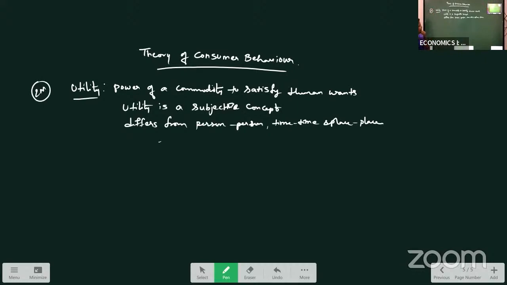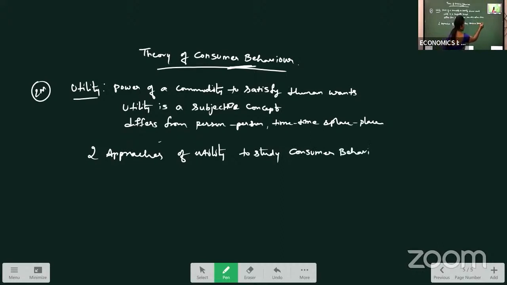Okay. Now, we will see the 2 approaches. Why are we studying utility? Because we want to study consumer behavior. So there are 2 approaches of utility which are used to study consumer behavior. Means how a consumer is getting satisfaction. To study that consumer behavior, 2 approaches of utility are there.